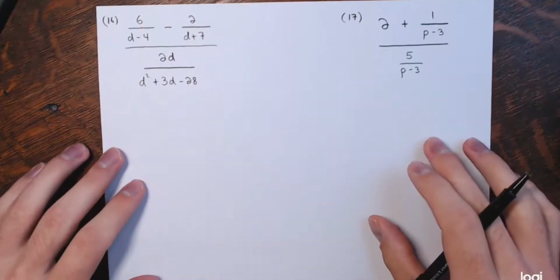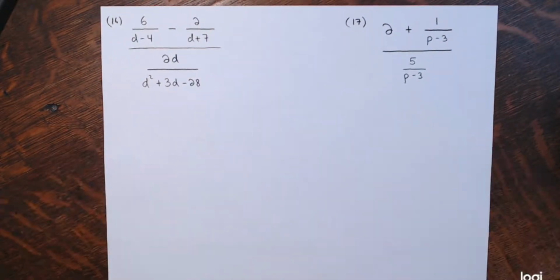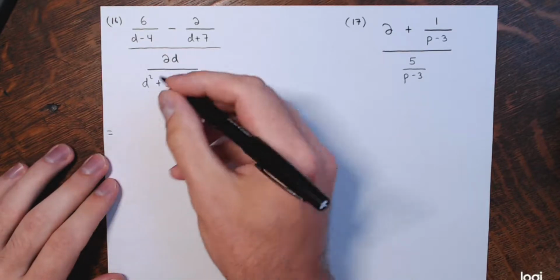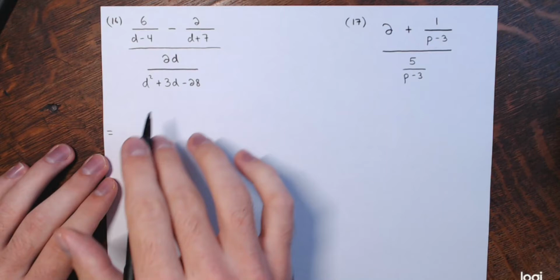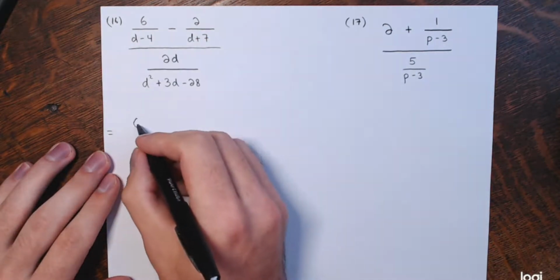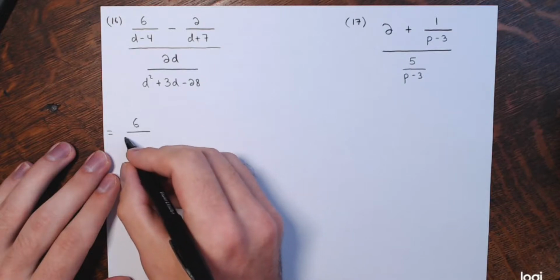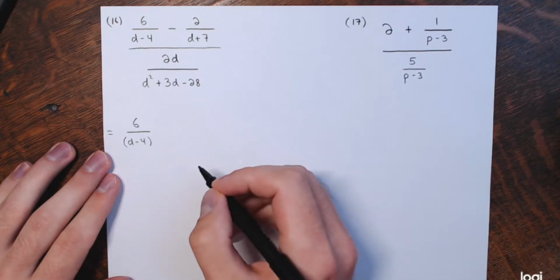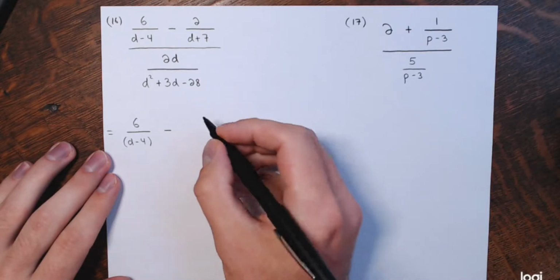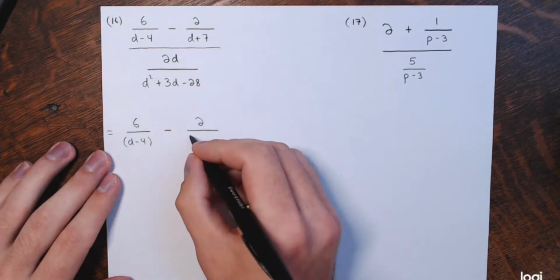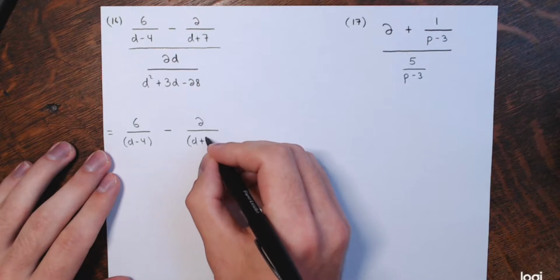Example 16. Right, again, nothing is changing. Doing the same procedure every single time. So I'm rewriting the complex fractions so all the little denominators are completely factored. So up here in the numerator you have 6 over, now d minus 4 doesn't factor any further, right? So that would be the only factor of it, d minus 4. Minus, then 2 over, and d plus 7 would be the only factor of d plus 7.